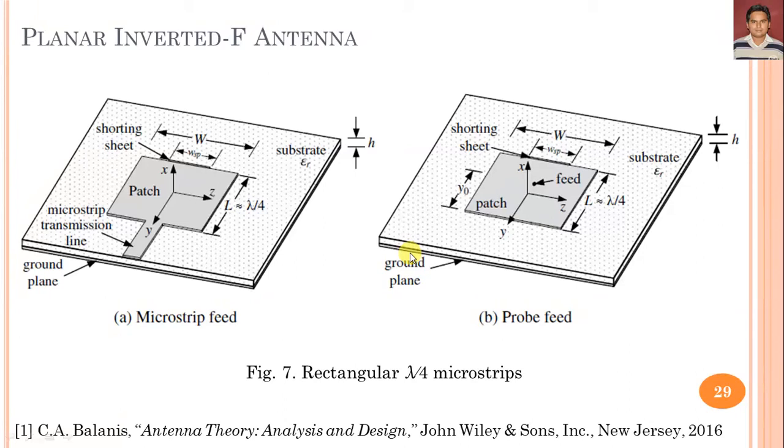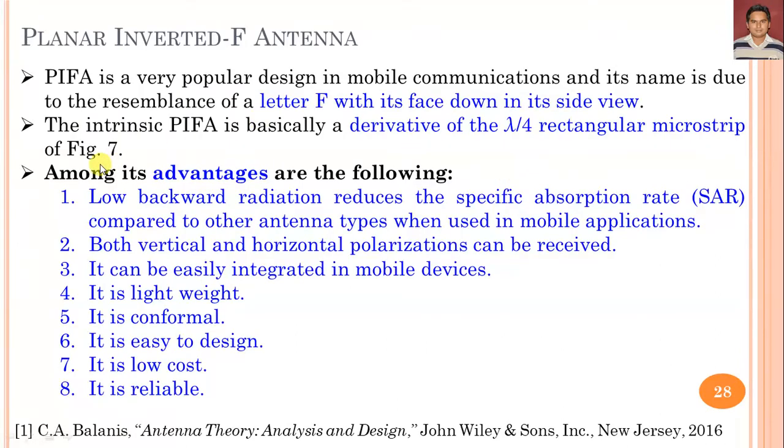This is the configuration, and if we take the length L equal to lambda by 2, it is a rectangular microstrip patch antenna, which we have discussed in the microstrip antenna series. If we take the length L approximately equal to lambda by 4, then it is called a rectangular lambda by 4 microstrip, and it is one kind of variant of the planar inverted F antenna.